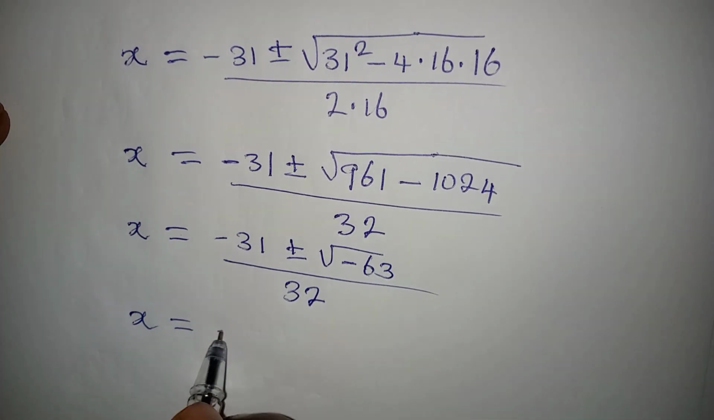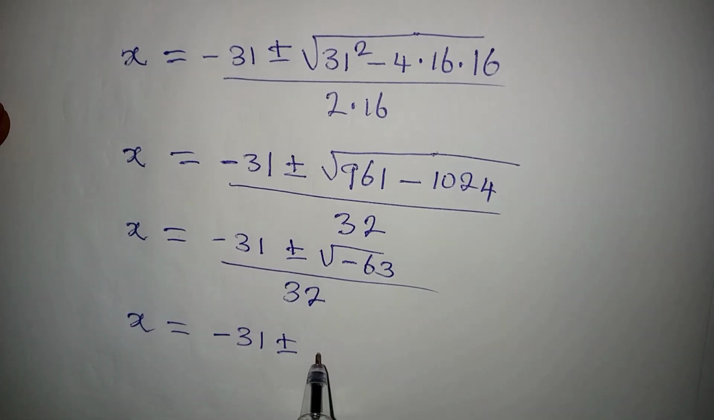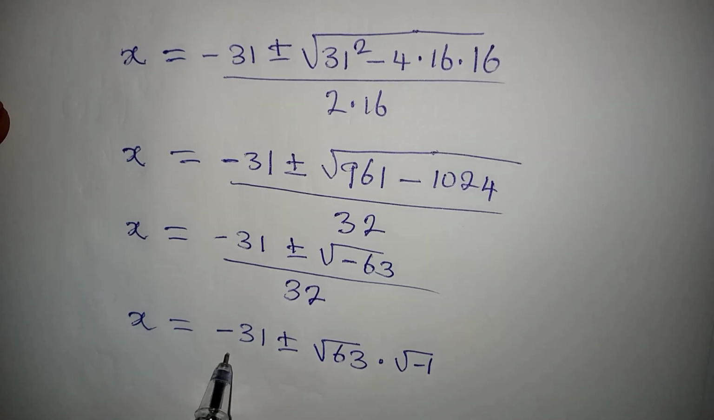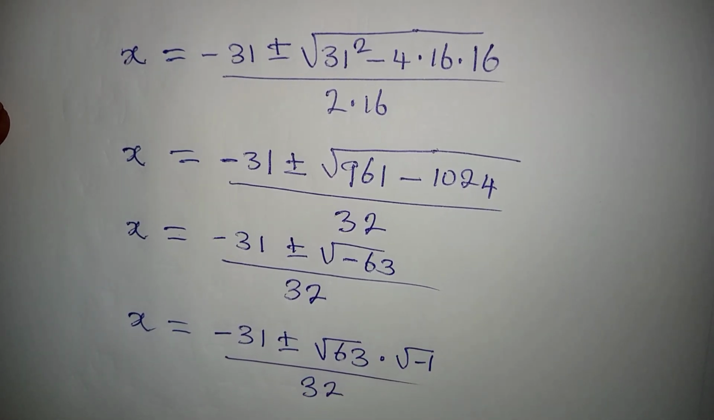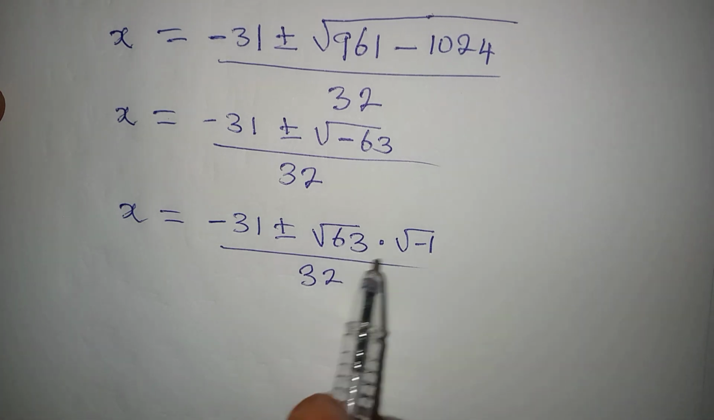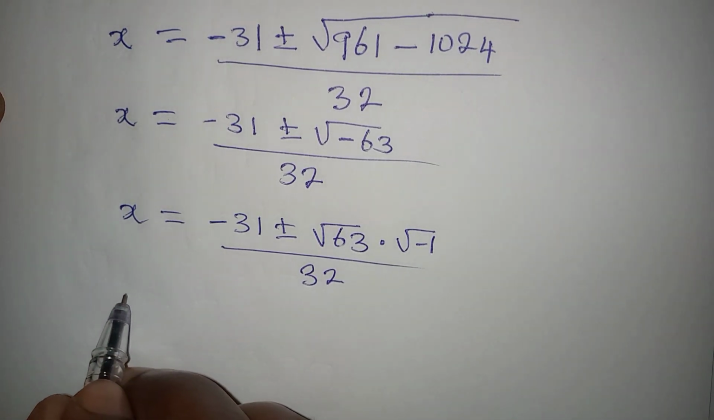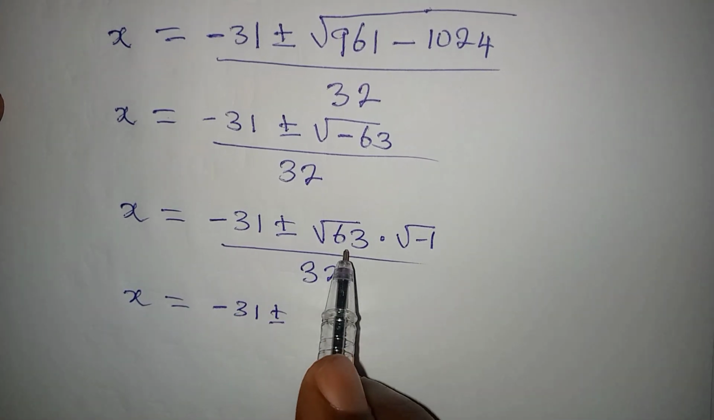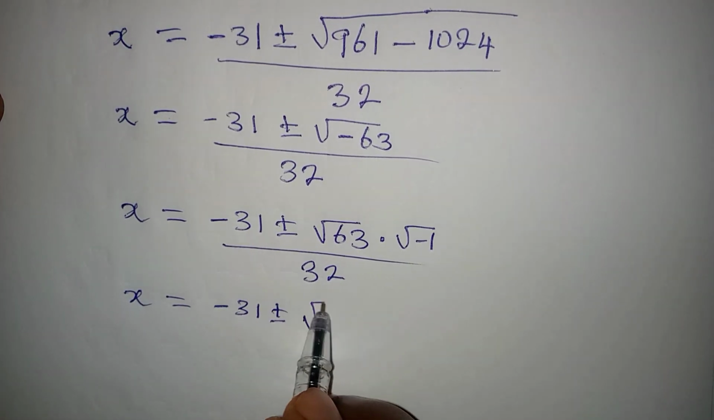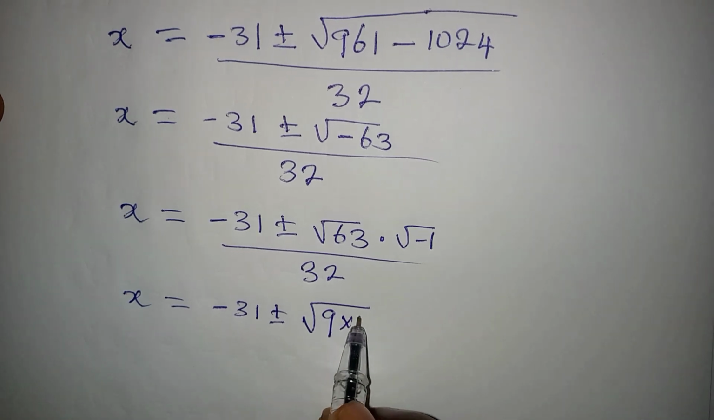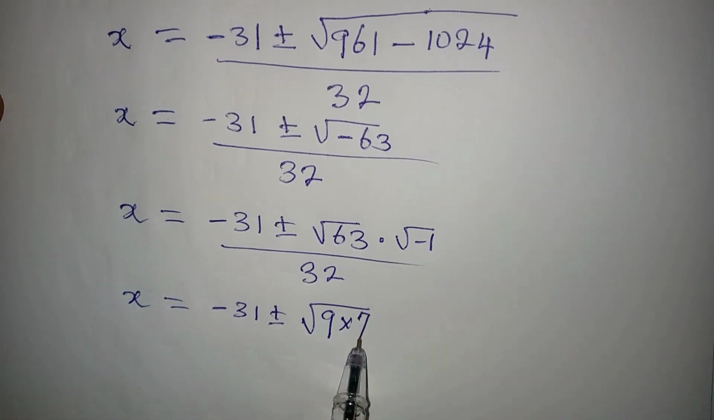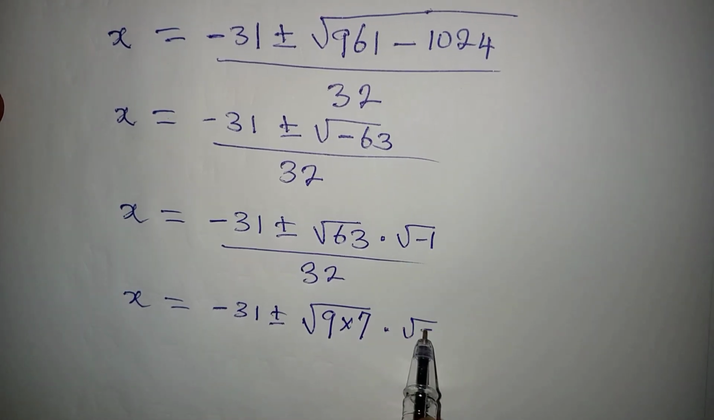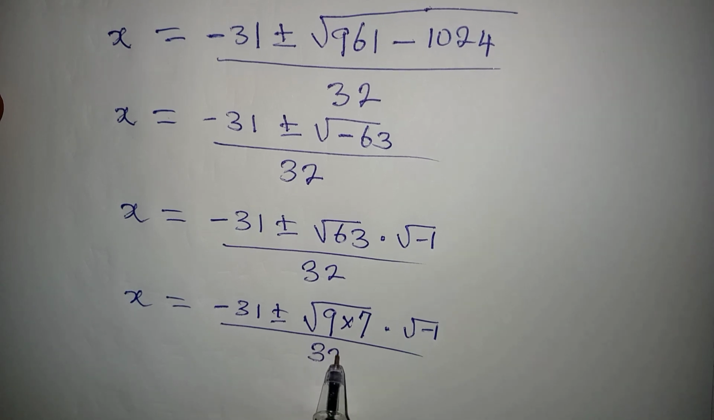Okay, and then let's continue. Our x is equal to minus 31 plus or minus square root of 63 multiplied by square root of negative 1 over 32. What I've done is to pick out the negative from here. Now, let's continue. x will be minus 31 plus or minus the square root of, okay, let me break it down. This is 9 multiplied by 7, right? Because 9 times 7 is 63. Then multiply by square root of negative 1. This is over 32.